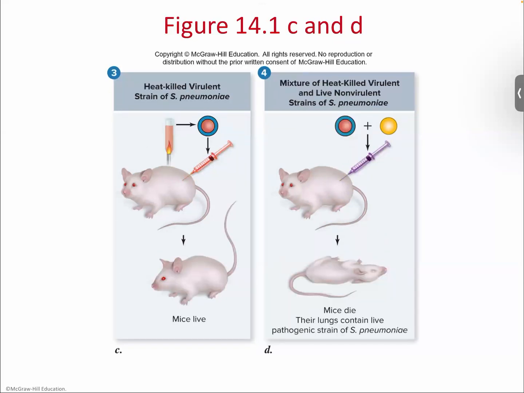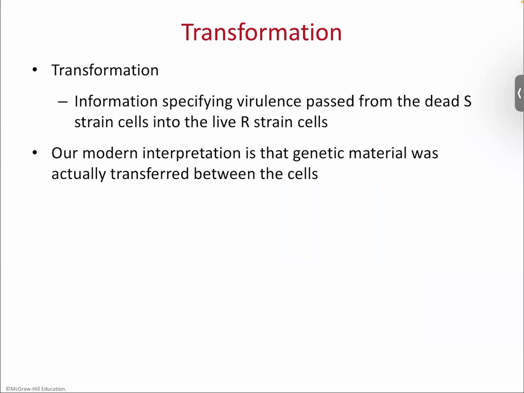And when you heat kill it, you get a happy mouse, right? And when you add the two, heat-killed S strain and R strain, you get a dead mouse. And this is basically what he saw. Pretty simple. So what did he see?